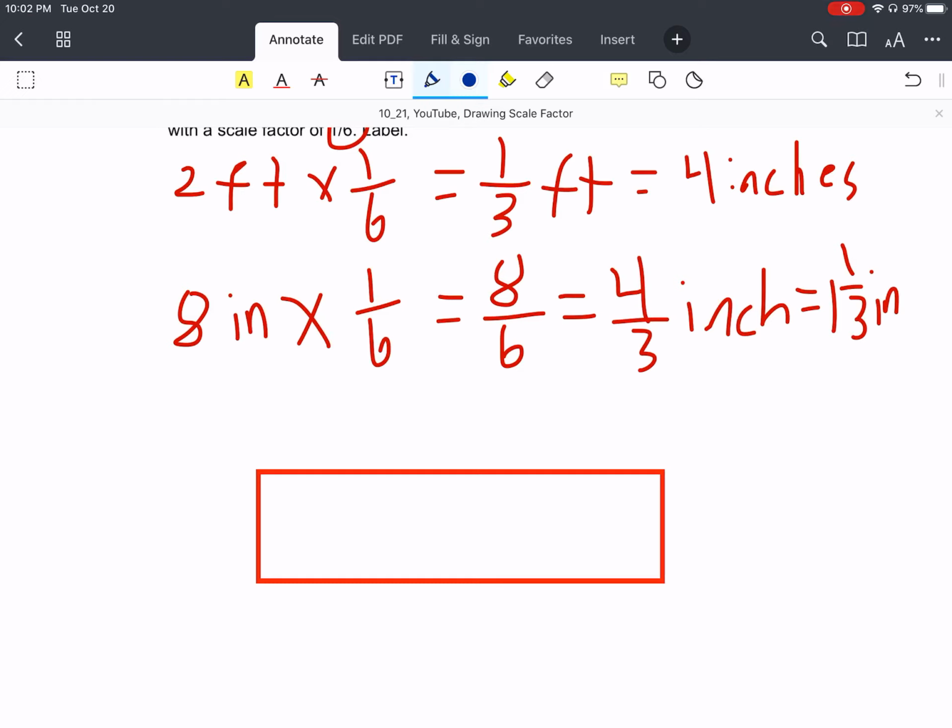The important part at the end is to label. So I have 4 inches and I have 1 1/3 inch.